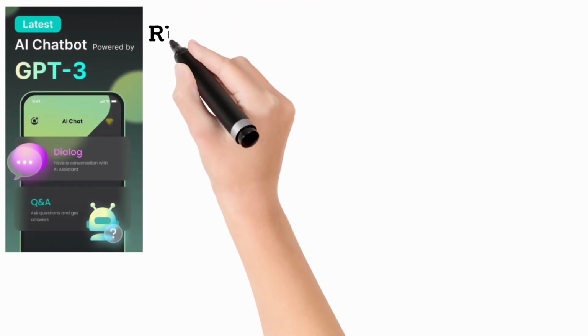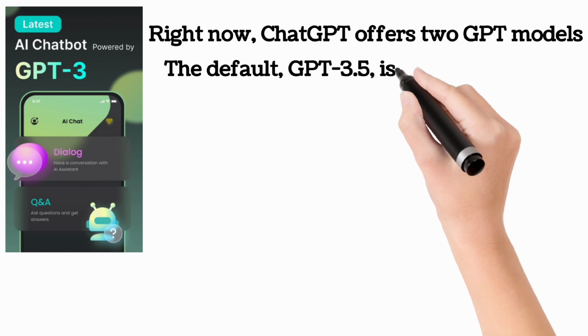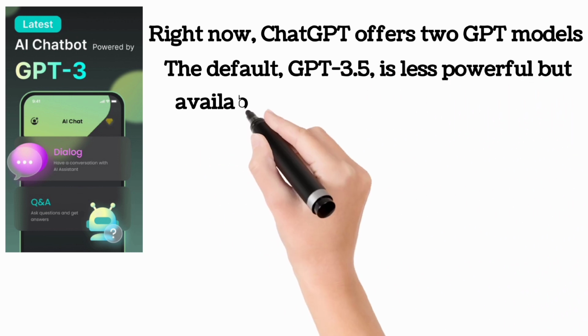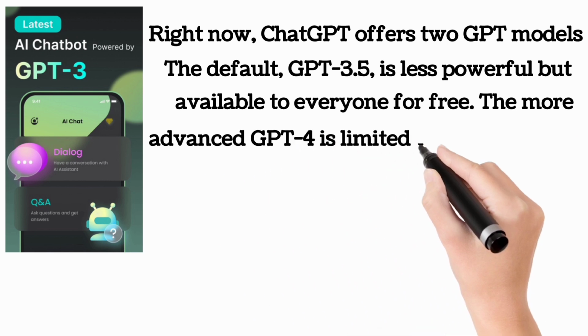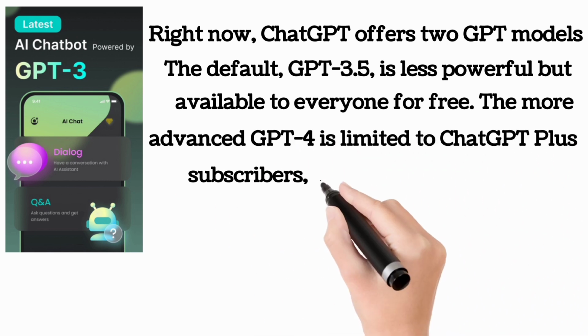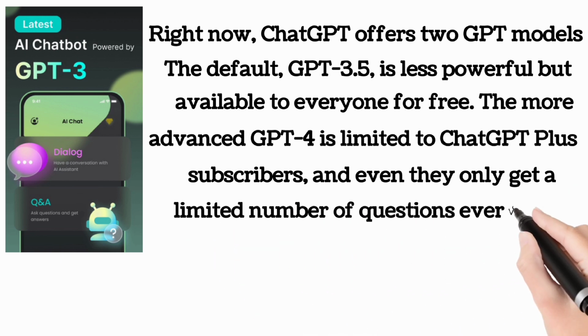Right now, ChatGPT offers two GPT models. The default GPT-3.5 is less powerful but available to everyone for free. The more advanced GPT-4 is limited to ChatGPT Plus subscribers, and even they only get a limited number of questions every day.